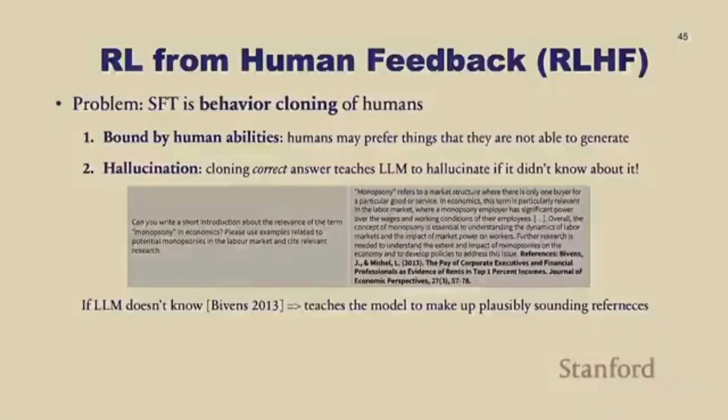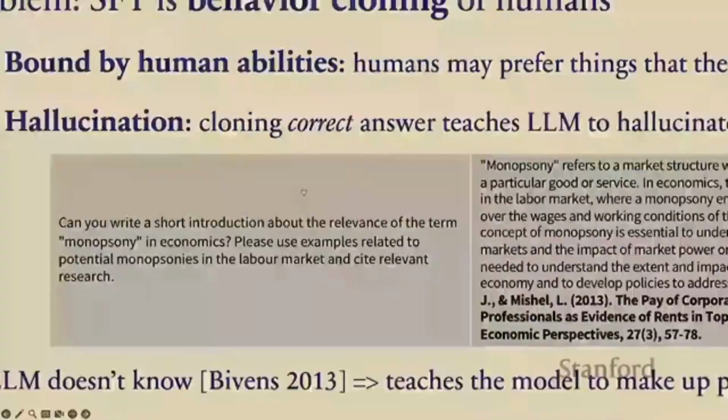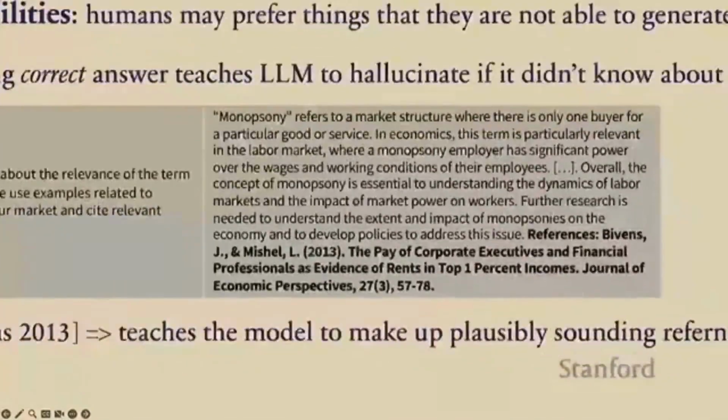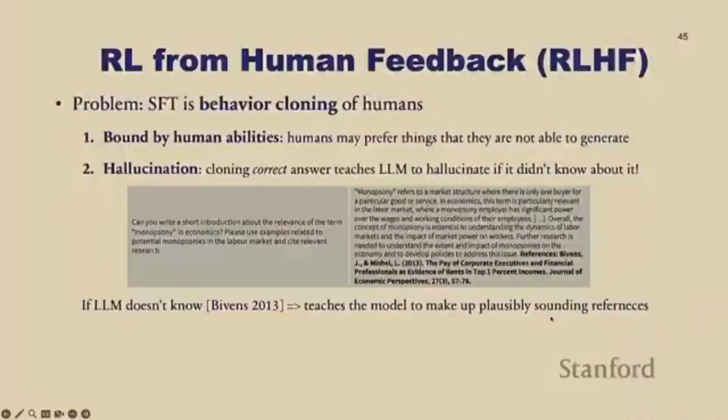So just to give you a very concrete example, if we go back to this monopsony example, can you write blah, blah, blah about monopsony? Imagine that a human wrote a reference on this type of book. And that book might exist. That might be a correct reference. But what if the LLM never saw this reference during pre-training? Then it doesn't know that it's a correct reference. So really what you tell the model is to make up some plausible sounding reference rather than actually tell the real reference that it saw during pre-training. So hallucination might be caused by this SFT. That's problem number 2. Does that all make sense?